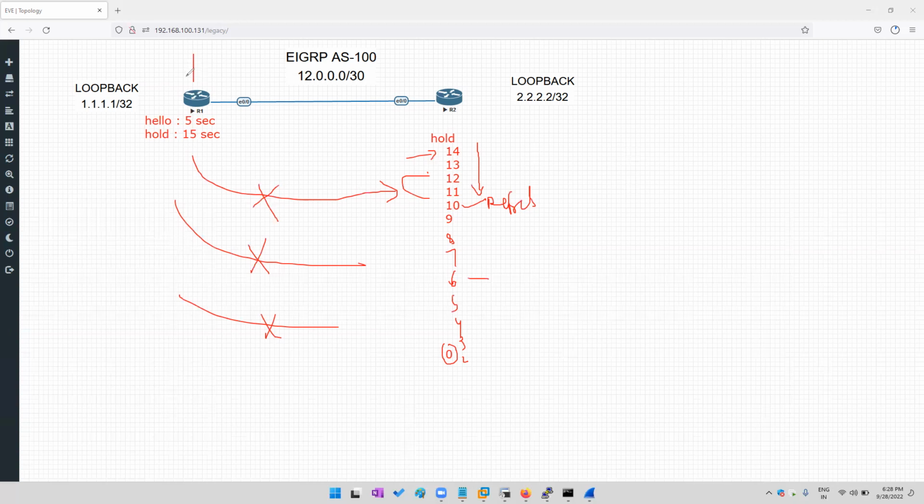So basically, R1's timers we can check, hello or hold, on which router? The R2 side. And R2's timers we can check on the R1 side. So verify first thing.